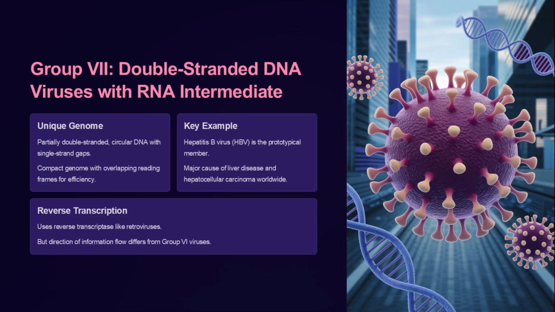The unique genome of this group of viruses is partially double-stranded and circular, with single-strand gaps. This compact genome structure allows for efficient use of the limited genetic material, with overlapping reading frames.